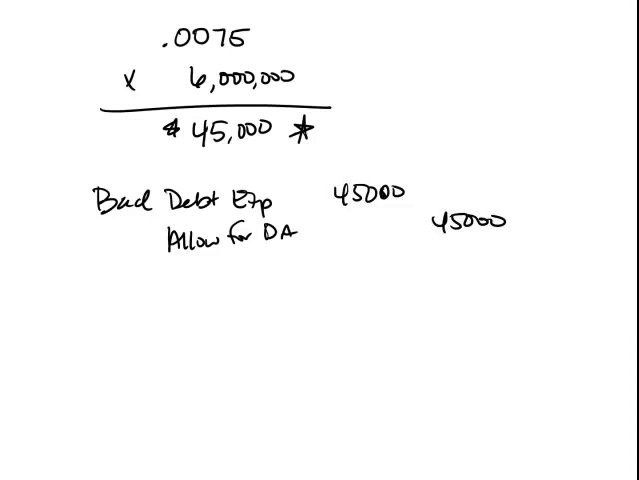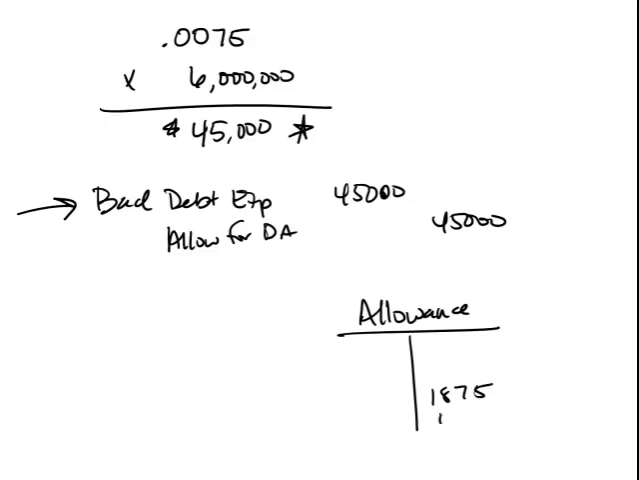Okay, that adds to the existing balance of 1875. It adds to that existing balance. So bad debt expense for the year would be $45,000. The balance in the allowance account would be that 1875 plus the 45, so $46,875. If we use the percentage of sales method, that's what our new balance would be.